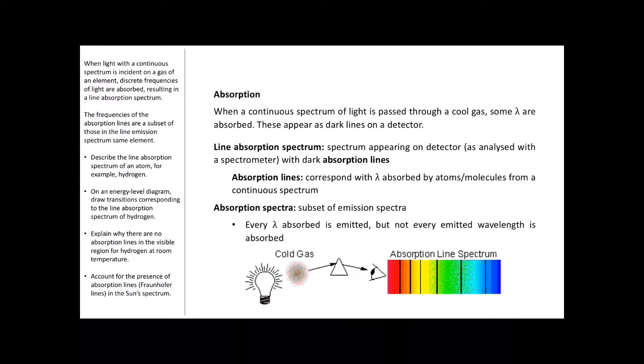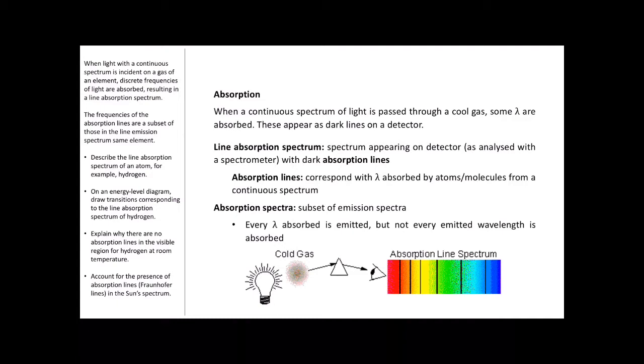In Stage 2 Physics, you need to be able to describe the line absorption spectrum of an atom, for example hydrogen. You also need to be able to, on an energy level diagram, draw transitions corresponding to the line absorption spectrum for hydrogen. You need to be able to explain why there are no absorption lines in the visible region for hydrogen at room temperature, and you need to account for the presence of absorption lines, which are called Fraunhofer lines, in the sun spectrum. So they're just called Fraunhofer lines when we're talking about the sun. So they're your success criteria. Those 4 dot points, we'll cover them off in this video.